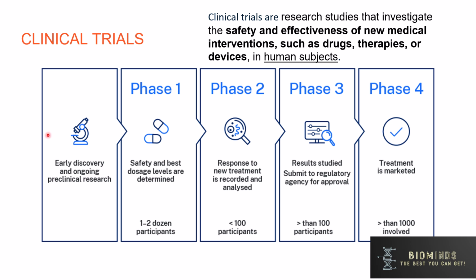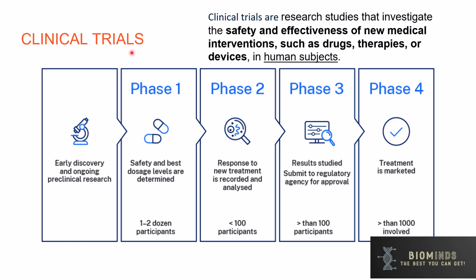So before going into the pharmacovigilance phase, we need to understand what clinical trials are. So basically these clinical trials are nothing but research studies. Research studies to investigate the safety and effectiveness of new medical interventions such as drugs, therapies or devices. Okay, so see, the scientists do the research for the treatment of some particular diseases. So the treatment might be a device, or it can be a therapy, or it can be any drug.